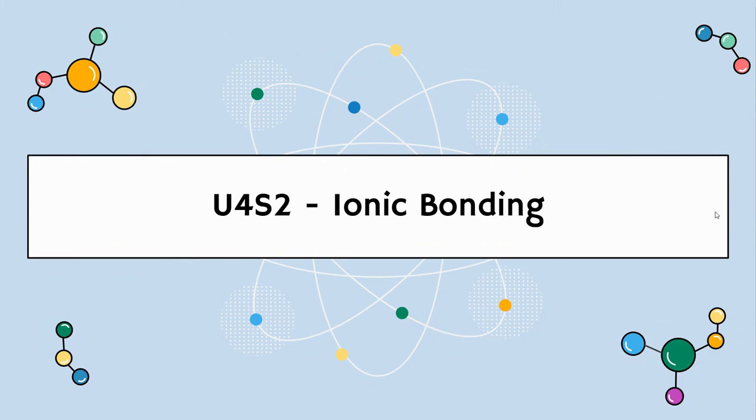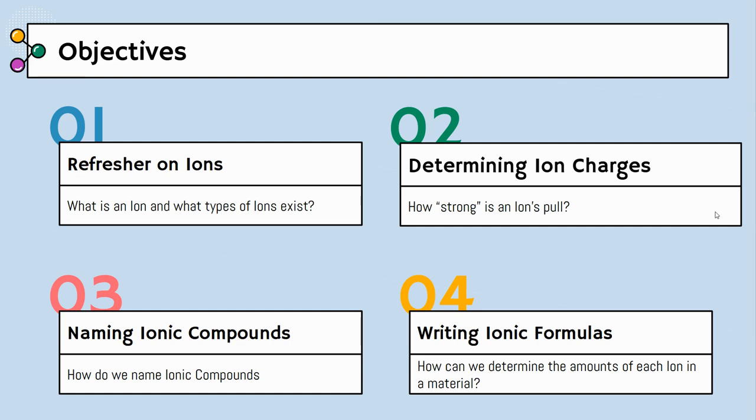In this video, I'm going to be covering the notes for Unit 4, Section 2, focused on ionic bonds. There will be four parts to this presentation. First, we'll go through a quick refresher on ions, talk about what ions are and how we classify them. Next, we'll talk about how to determine a charge on an ion, so how strongly that ion pulls on another.